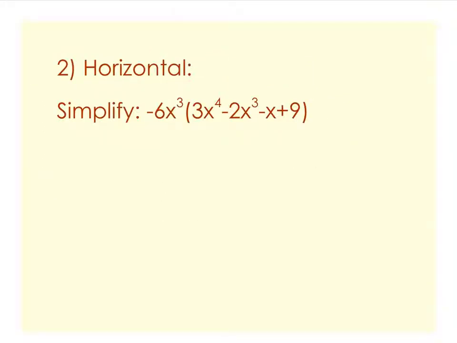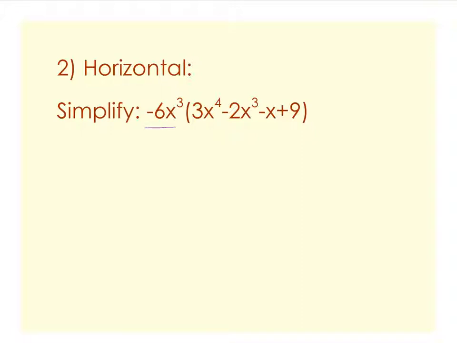The next method we are going to look at is the horizontal method. And horizontal again means side by side or flat. So what that means here is I'm going to take my first term, negative 6x cubed, and multiply it by everything inside my set of parentheses and list out those terms side by side. Therefore, being the horizontal method. I'll color code this too so it's easier for you to see.